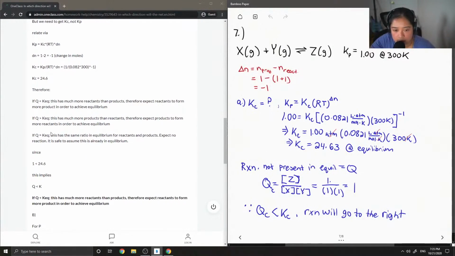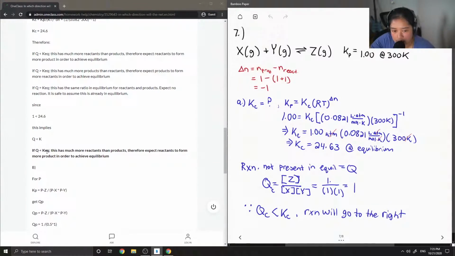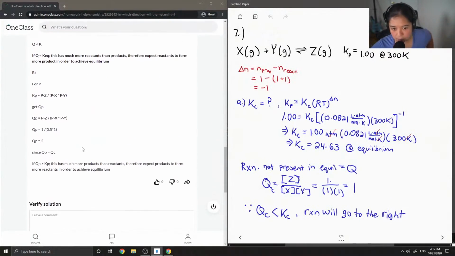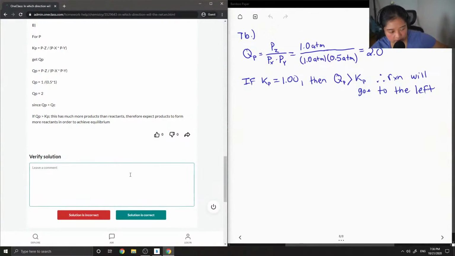And then they wrote down all the different types of scenarios that you could get. Since 1 is less than 24.6, Q is less than K. Therefore, expect reactants to form more products in order to achieve equilibrium. So the reaction will go to the right, basically. And then for part B, they calculated Qp, I mean, and got 2. So Qp is greater than Kp. This has much more products than reactants. Therefore, expect products to form more reactants in order to achieve equilibrium. So the reaction will go to the left. So this solution is correct.